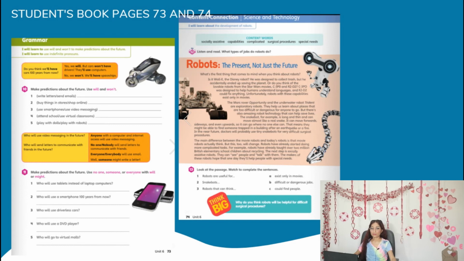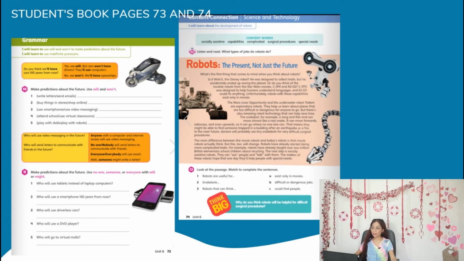The main difference between the movie robots and today's robots is that movie robots actually think. But this too will change. Robots have already started doing more complicated tasks. For example, robots have already taught over 2 million British elementary school children about recycling. The next step is socially assistive robots. They can see people and talk with them. The makers of these robots hope that one day they'll help people with special needs.